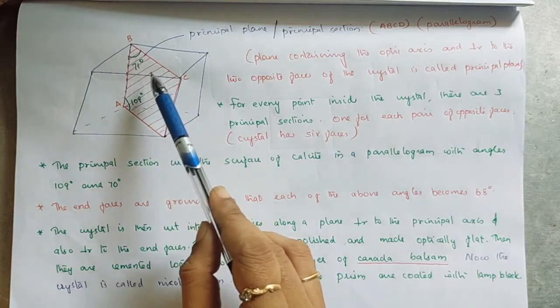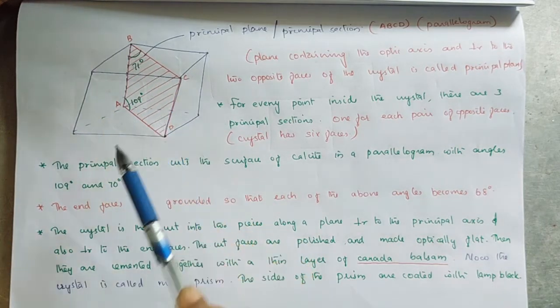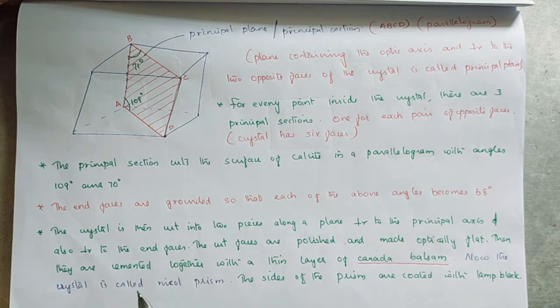And now we cut the crystals along a plane perpendicular to the principal axis and also perpendicular to the end face. So we will get two pieces of the crystal. Now we polish the end faces and cement these two pieces using a thin layer of Canada balsam. Now this crystal is called a nicol prism.